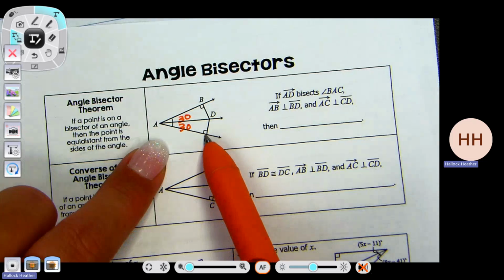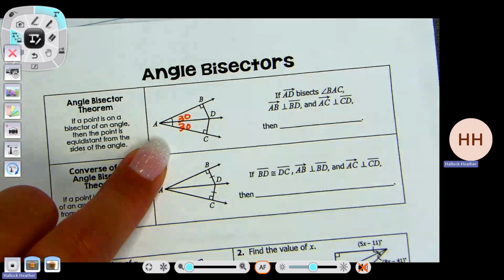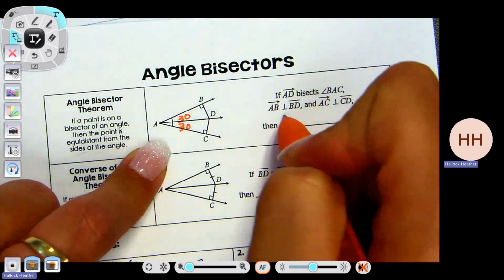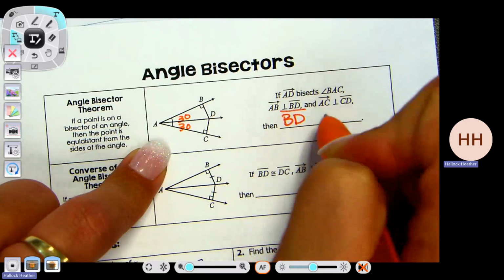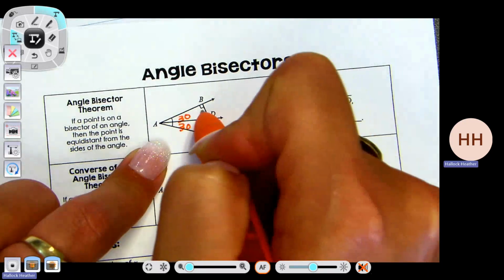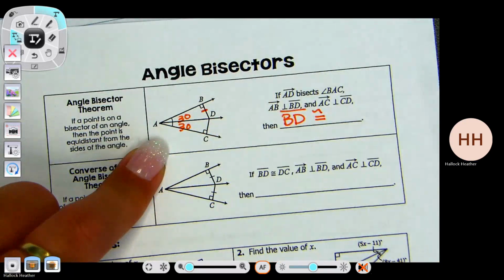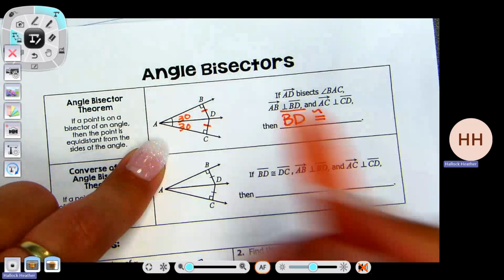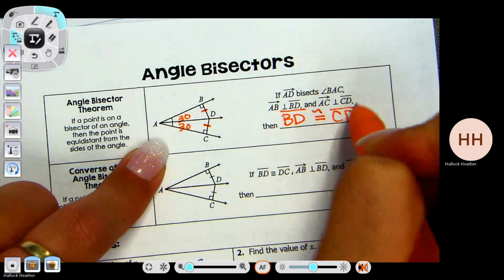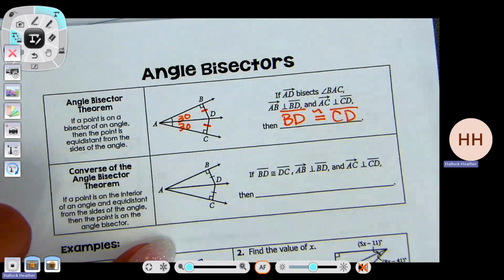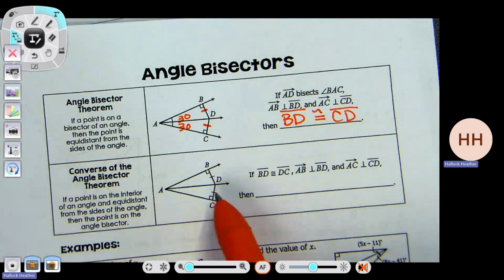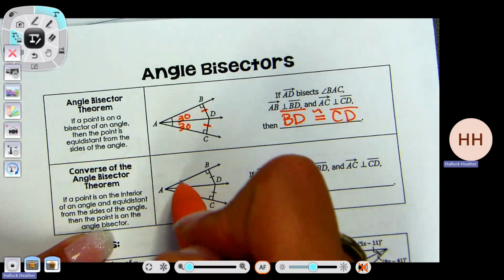Then I can add one piece of information to my picture, which is that BD is congruent to what section? CD. And then the converse is just going backwards. If I know that these pieces are congruent and I know that those are perpendicular, then I can add in that the angles are congruent. So I can just add in my little angle markers.